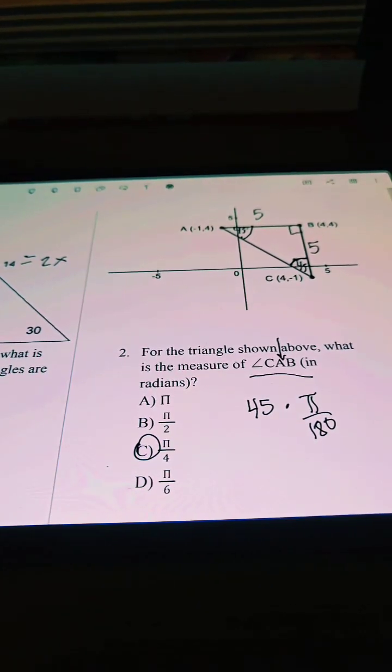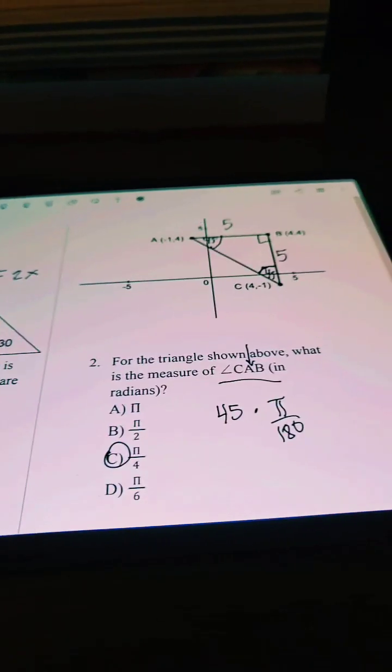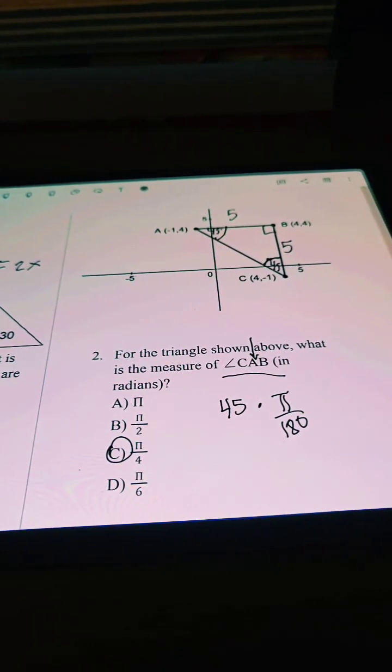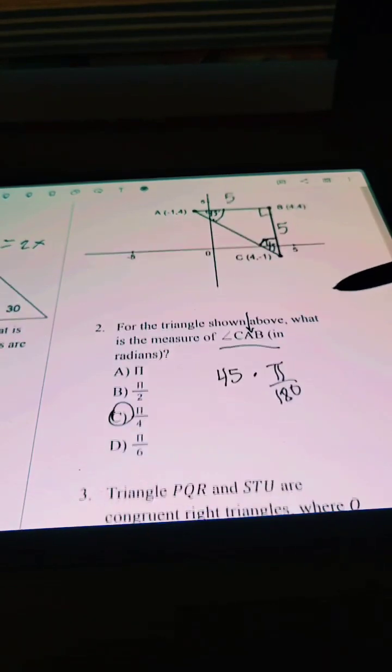Is this the actual SAT? No, this is my book that I've created based off of how the digital SAT exam is.